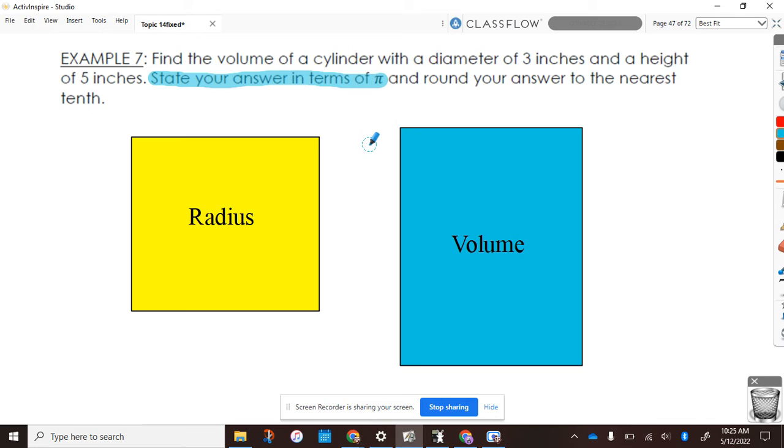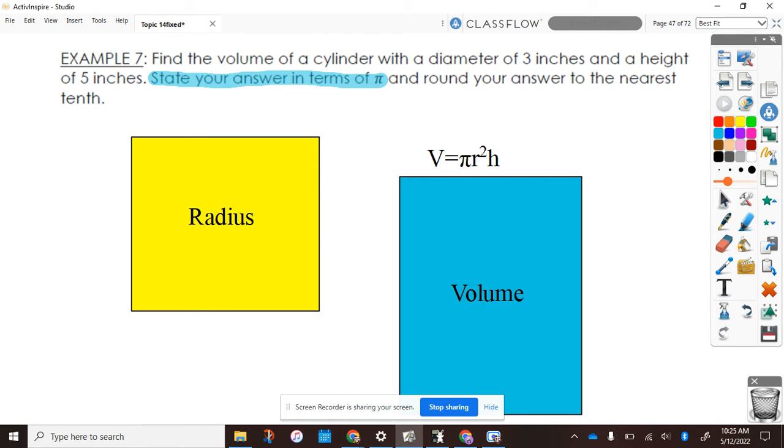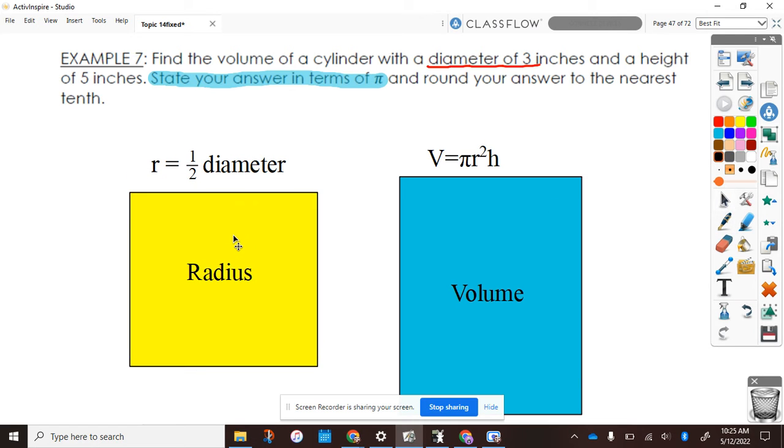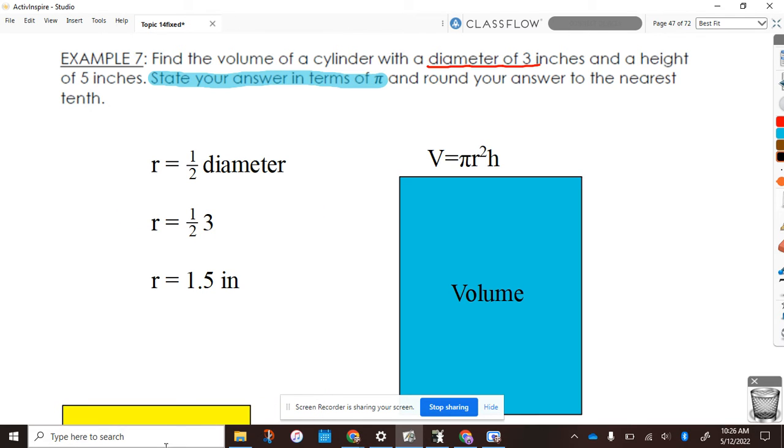So if we are going to use this formula for volume, we need two things to plug into it. We need the radius and we need the height of the cylinder. So the question is this: did this problem give us the radius? The answer is no, it did not. It gave us a diameter of 3. But fortunately, we know there's a relationship between radius and diameter: the radius is half of the diameter. So we can just take that 3 and cut it in half and get our radius of 1.5. That's easy enough to do.